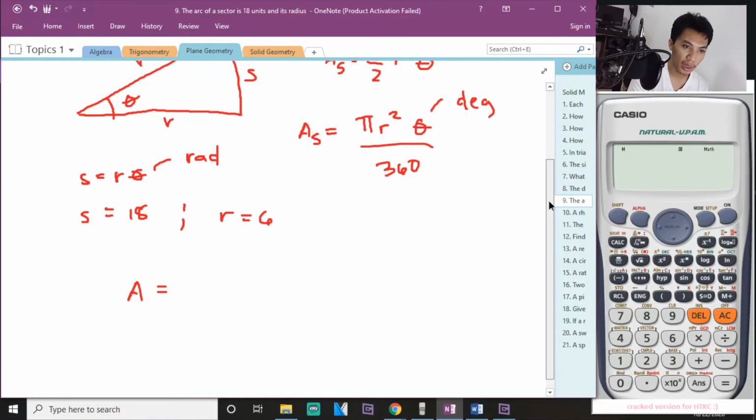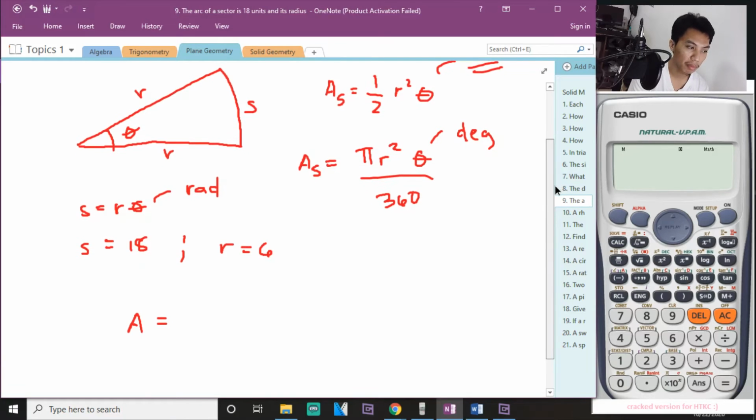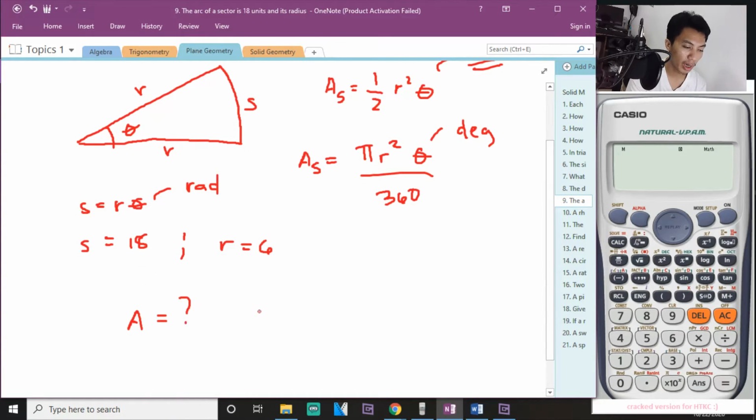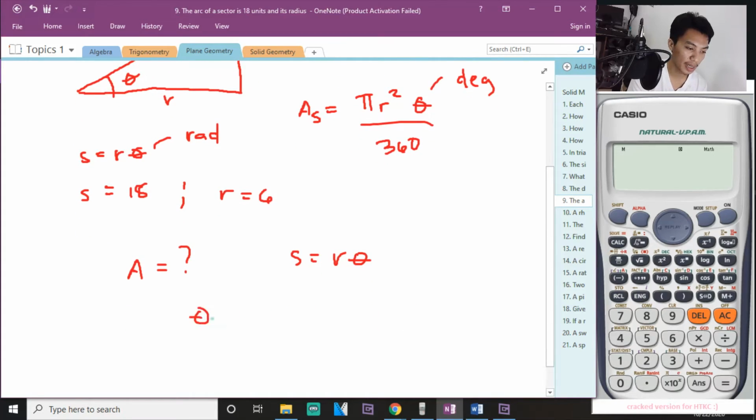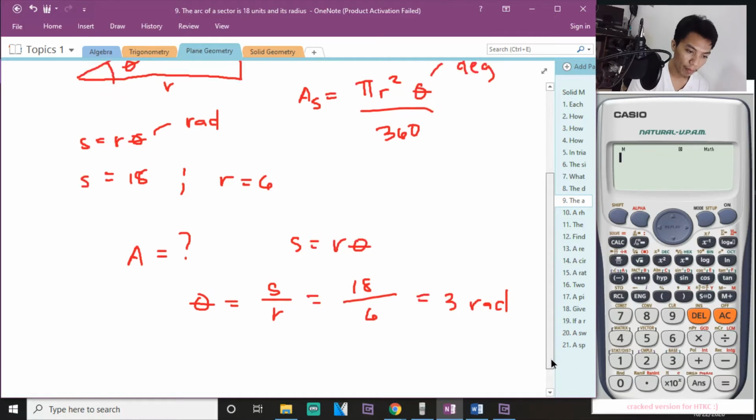Meron ka bang theta dyan? Wala. So, ito yung inaalam. So, S will be equal to R theta. Pero hanapin mo muna si theta in terms of radians. So, S over R. S is 18. 6 is the radius. So, this will be 3. 3 radians. Okay?